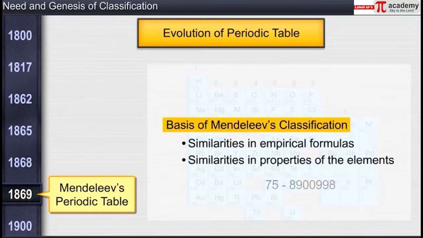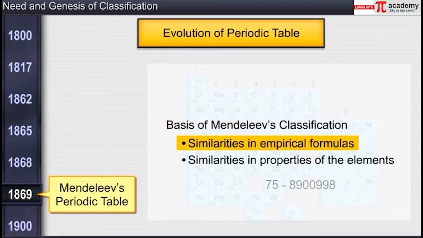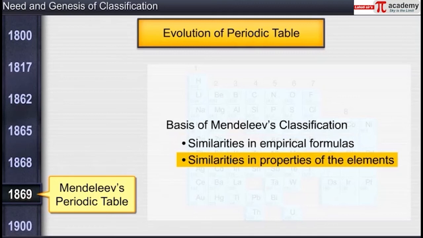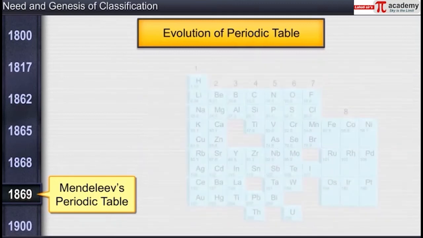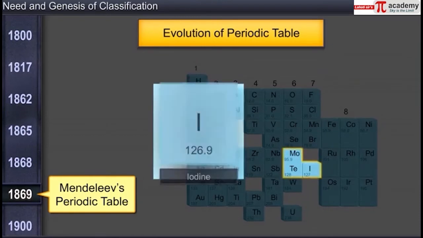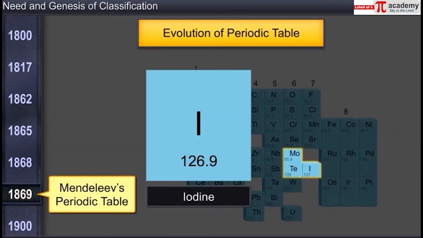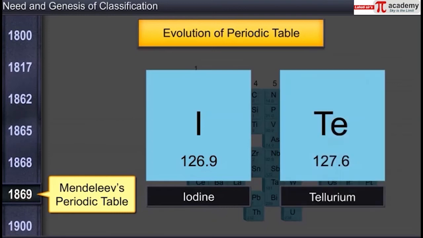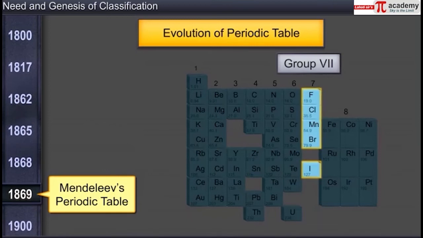Mendeleev's success roots to his vision of classifying elements based on the similarities in their empirical formulas and properties of the compounds formed by them. This made him occasionally ignore the order suggested by atomic weights to classify elements with similar properties together. For example, iodine with lower atomic weight than that of tellurium was placed in group 7 along with fluorine, chlorine, and bromine because of its similarities with their properties.